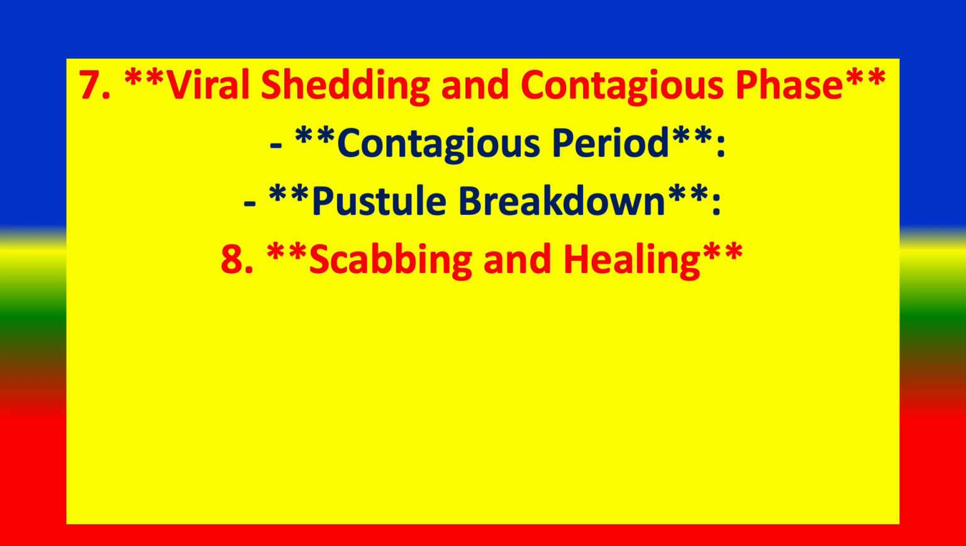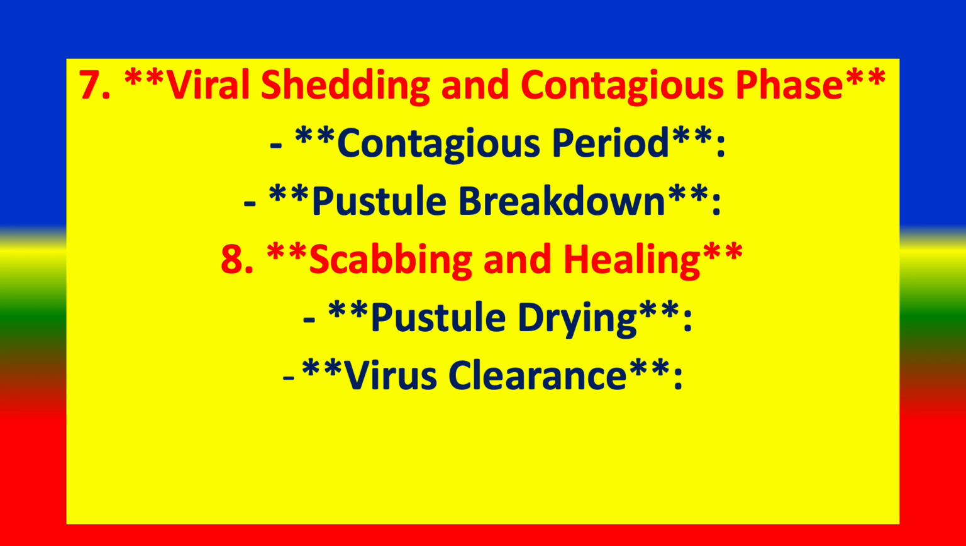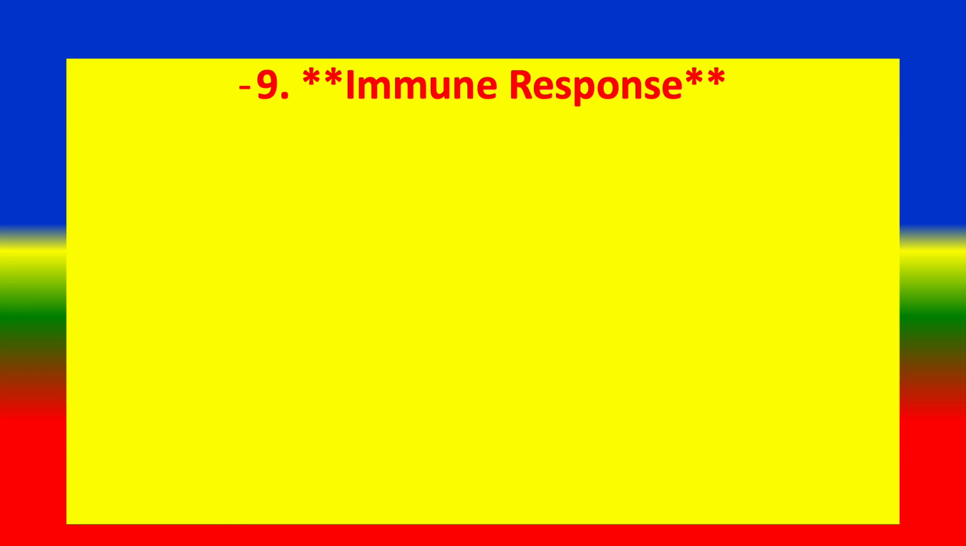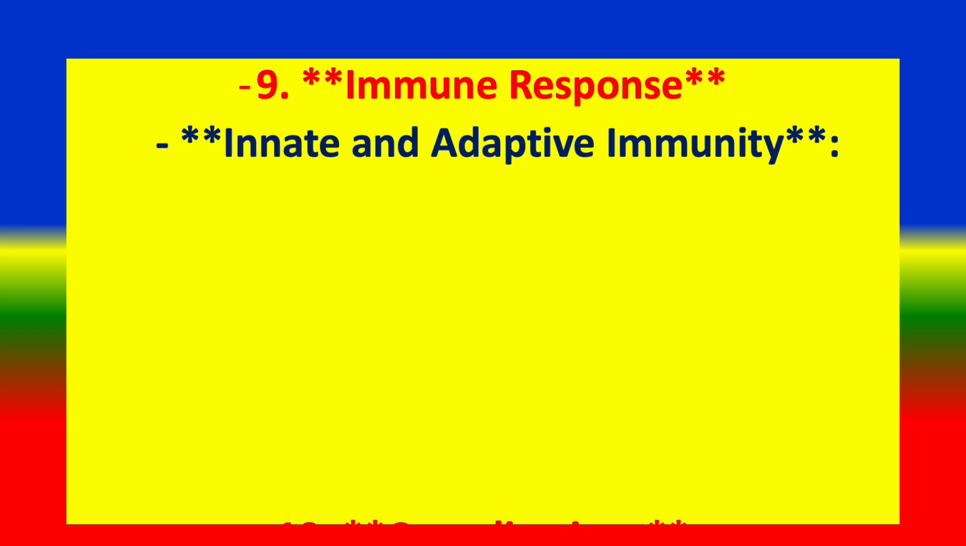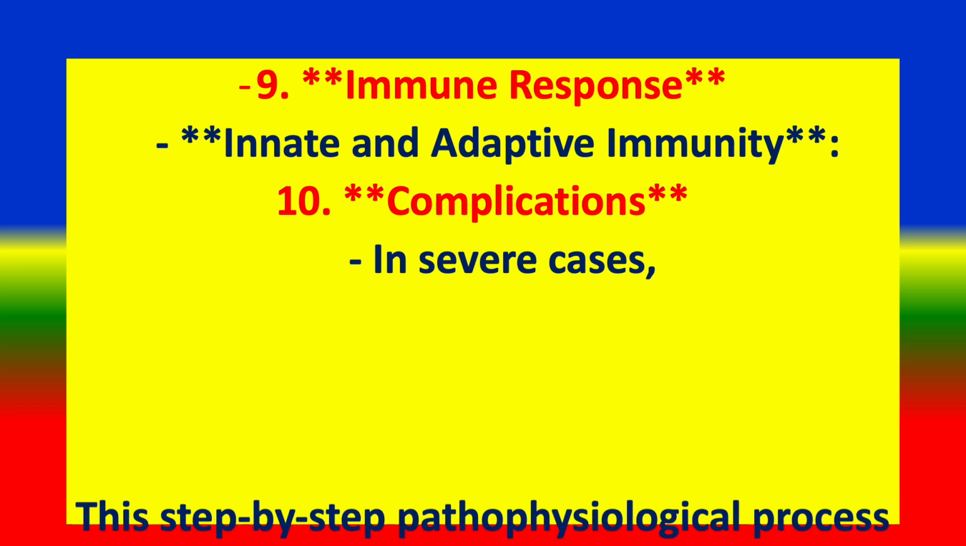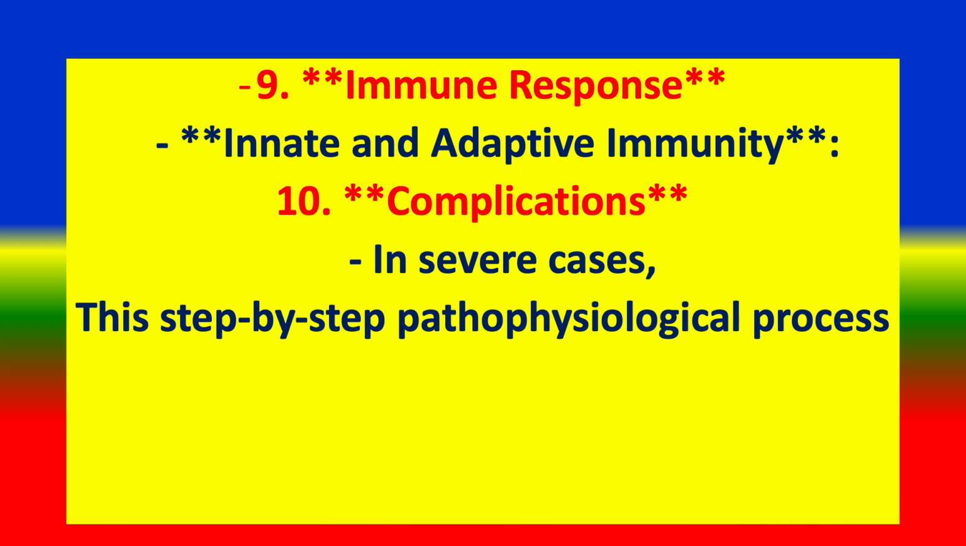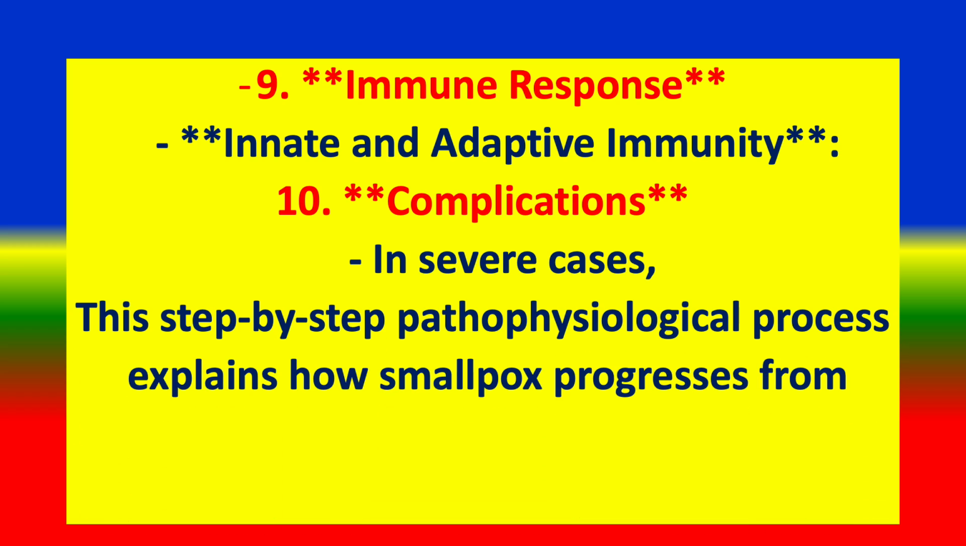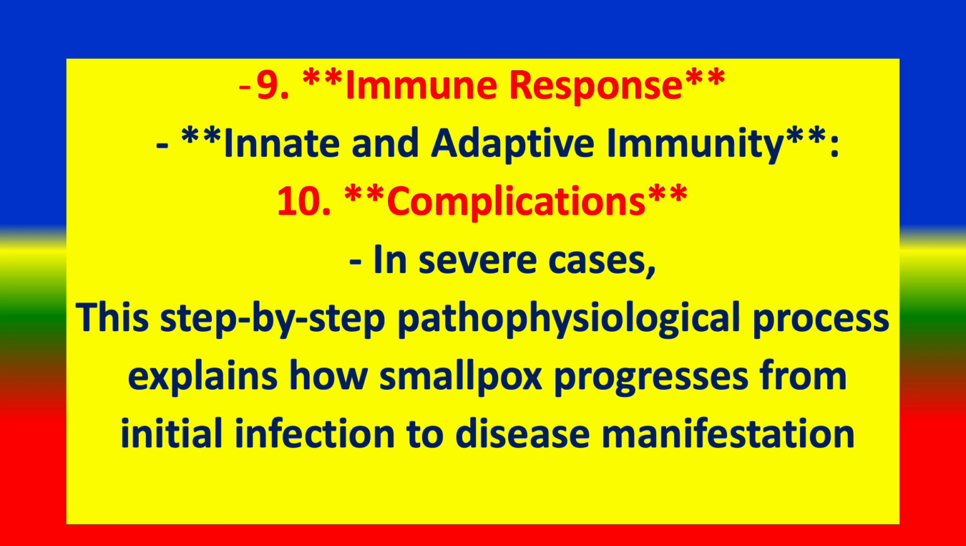8. Scabbing and healing, pustule drying, virus clearance. 9. Immune response, innate and adaptive immunity. 10. Complications in severe cases. The step-by-step pathophysiological process explains how smallpox progresses from initial infection to disease manifestation and resolution.